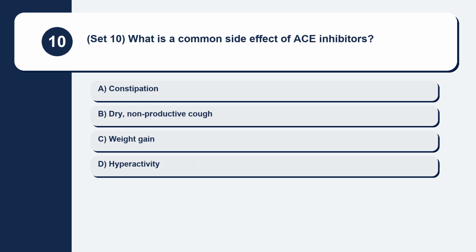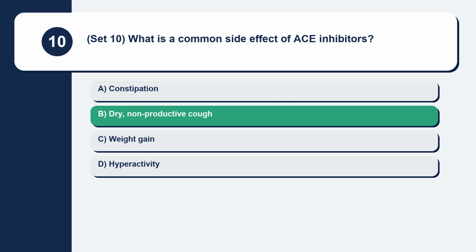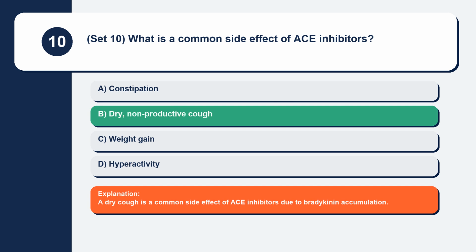Question 10. Set 10. What is a common side effect of ACE inhibitors? Constipation, dry, non-productive cough, weight gain, hyperactivity. A dry cough is a common side effect of ACE inhibitors due to bradykinin accumulation.